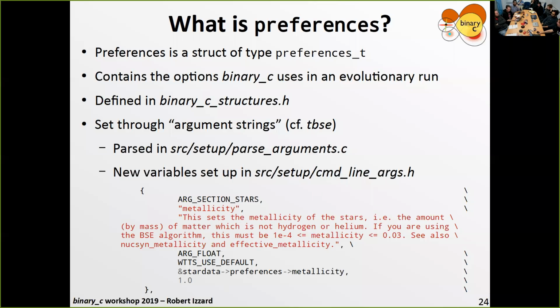Sorry? You're going to test it? Oh, yeah, it does. Oh, there you go. Very nice. There you go. And if you just run binary C help, it'll give you a list of all of the possible options.